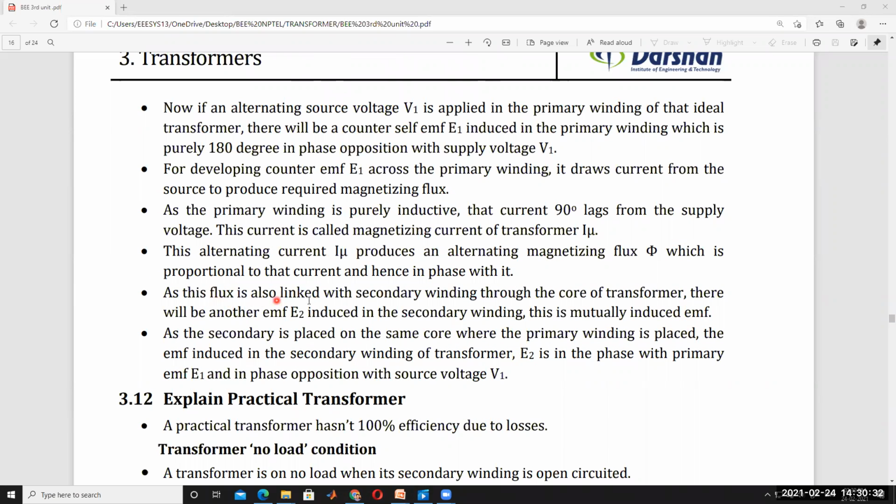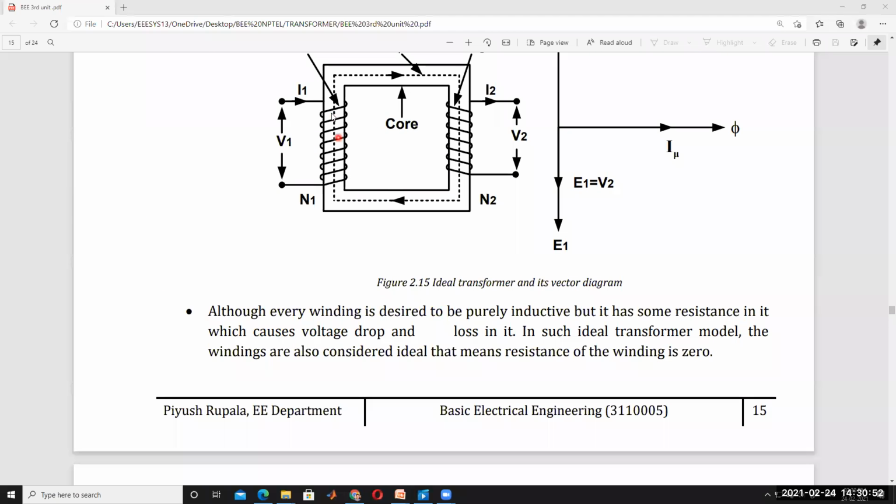As the flux is also linked with the secondary winding through the transformer core. Understood? In the primary winding, some flux is developed because of the counter EMF E1. As this flux is also linked with the secondary winding through the core of the transformer, from the core the flux links to the secondary winding.